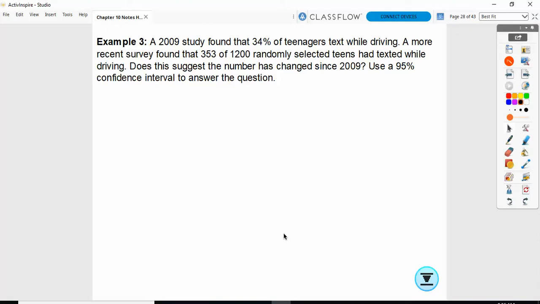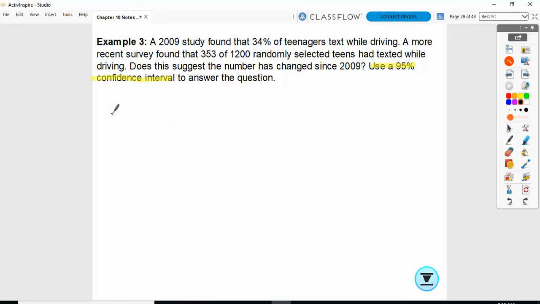A 2009 study found that 34% of teenagers text while driving. A more recent survey found that 353 of 1,200 randomly selected teens had texted while driving. Does this suggest the number has changed since 2009? Use a 95% confidence interval to answer the question. So I'm telling you, don't do the p-value approach here, build a confidence interval and see.